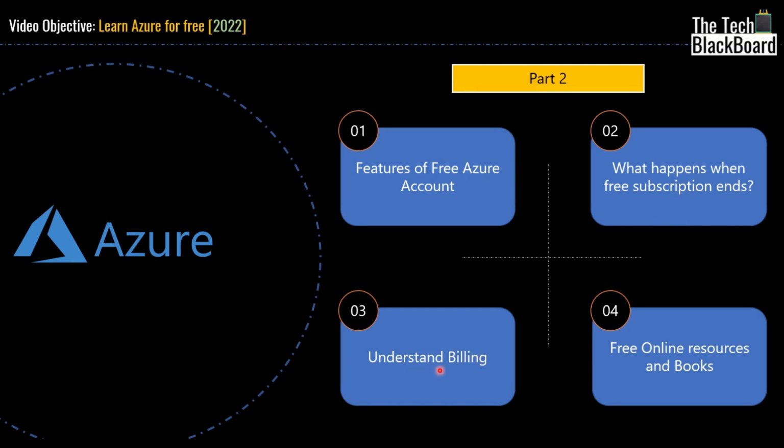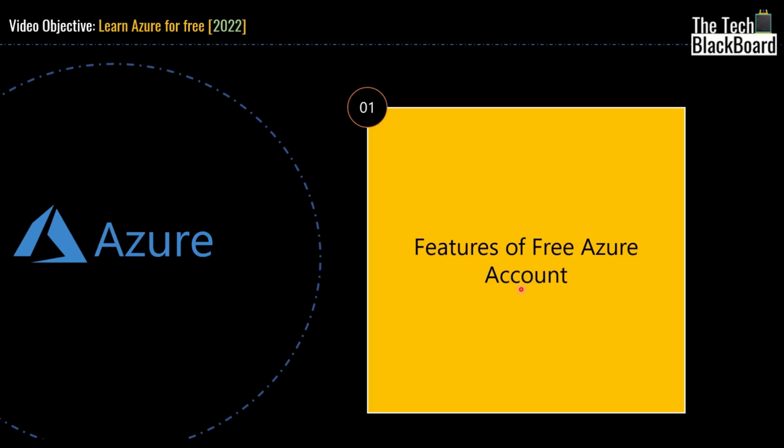Then, in the third part, I will tell you the details of Azure billing by showing you a real Microsoft invoice that I received for my pay-as-you-go invoicing model. In the fourth section, I will show you the best online resources and books that you can use for your Azure learning. I will show you the websites and the ways you can access the resources and download the books. Rest assured that all the books and the resources that I will show you are free and from legitimate sources. Now let's begin our first section, features of free Azure account.